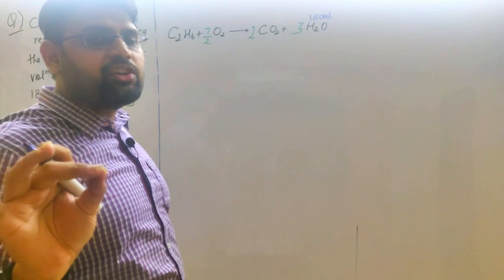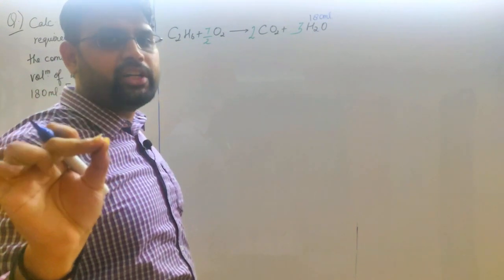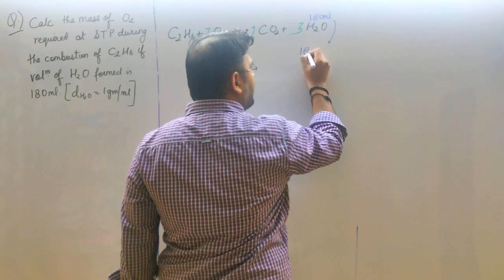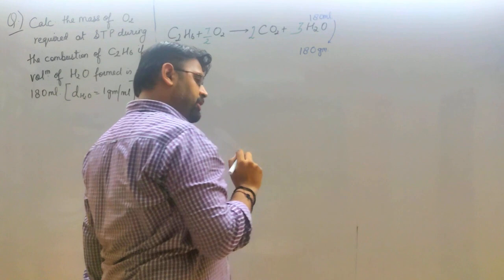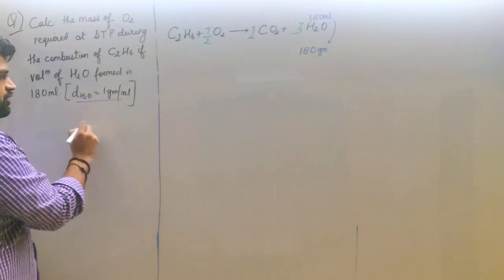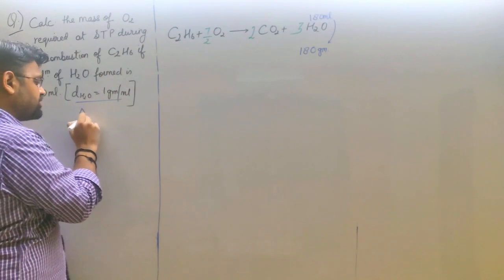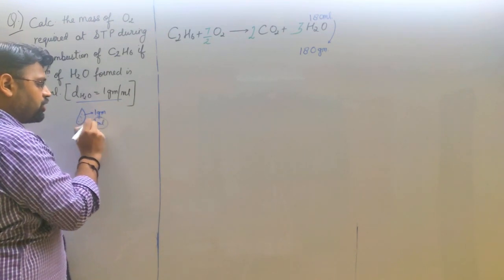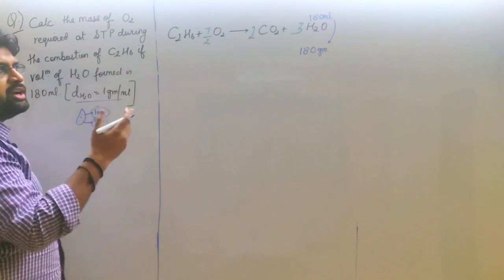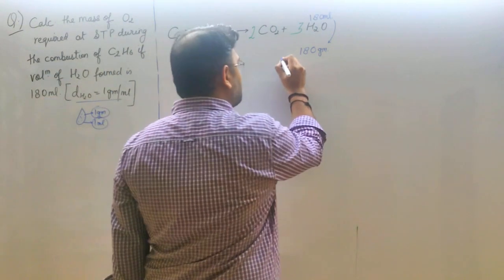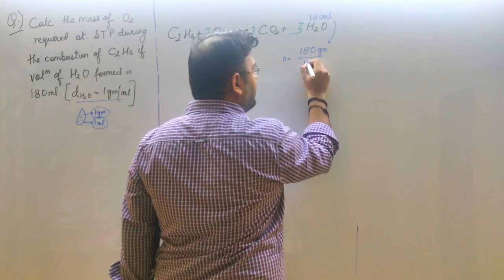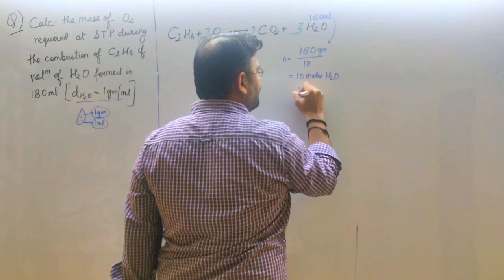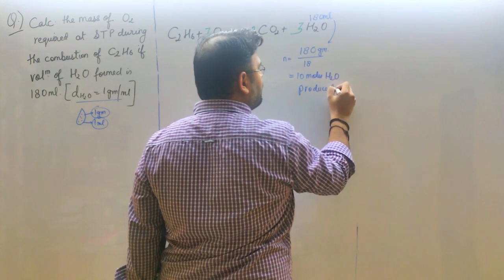Now whatever is given in the question, in terms of stoichiometry we have to convert it in terms of moles. So 180 ml will be 180 grams. Is it clear to everybody? Why? It is given the density of H2O, that is 1 ml of H2O weighs 1 gram. Similarly, 180 ml will weigh 180 grams. So number of moles given are 180 divided by 18, that is 10 moles of H2O are produced according to the quantity given in the question.